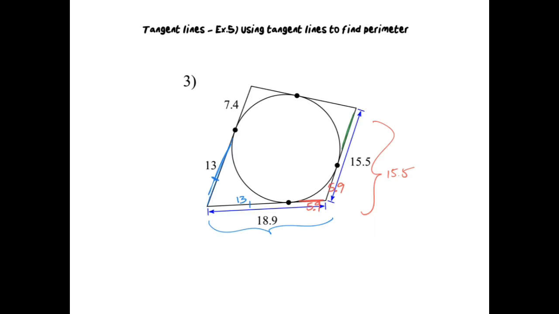So what do I got? 15.5 minus 5.9 leaves me with 9.6. So this chunk is 9.6. That means this chunk is also going to be 9.6. And I got all I need on the other side. I got 7.4. So this piece is also 7.4. So now I can go around the figure and add everything together, and I can say that my perimeter is all those colorful numbers added together. So I'm going to do that, and I'll get 71.8 units if I did it right. So finding the perimeter, I had to do a little segment addition postulate in this one.